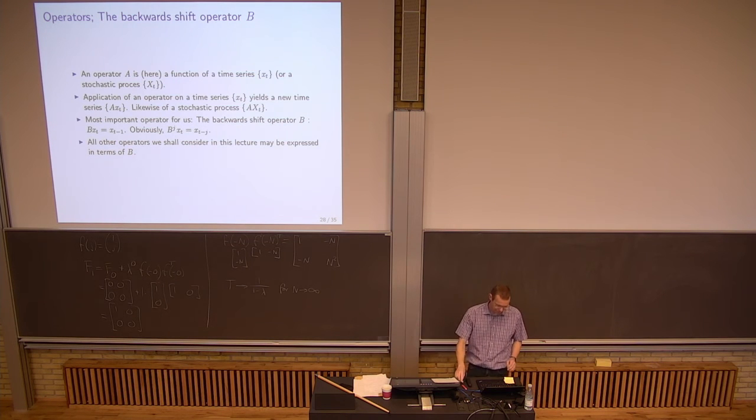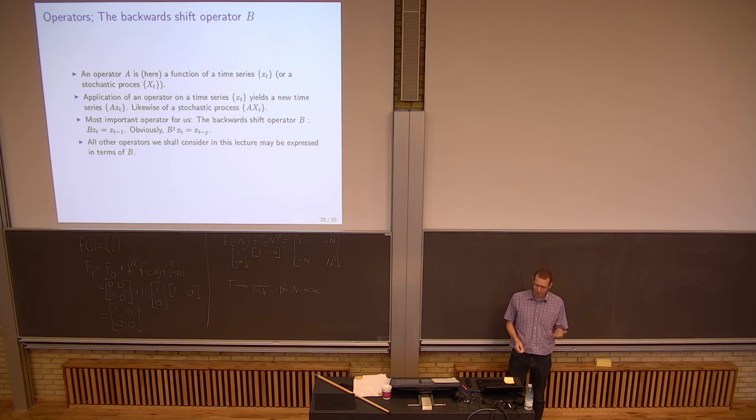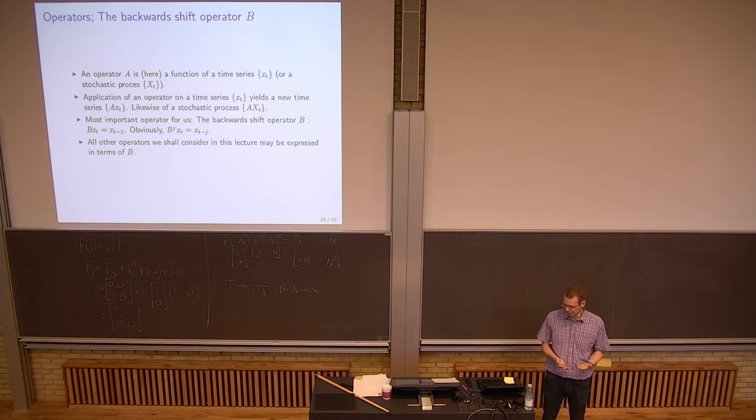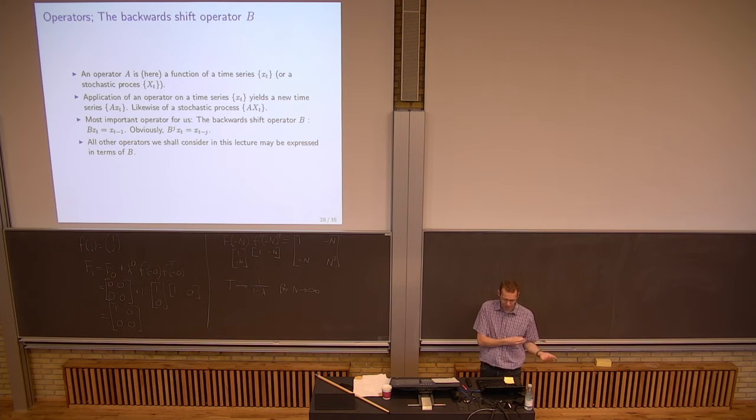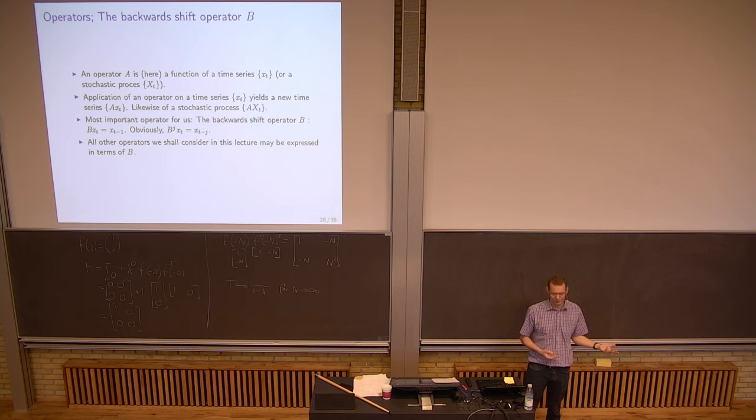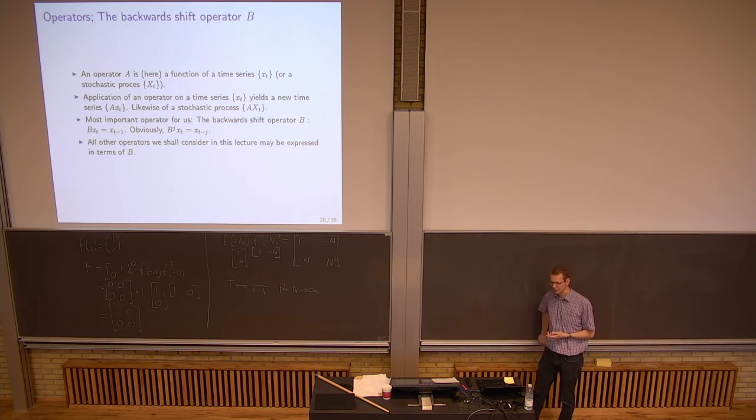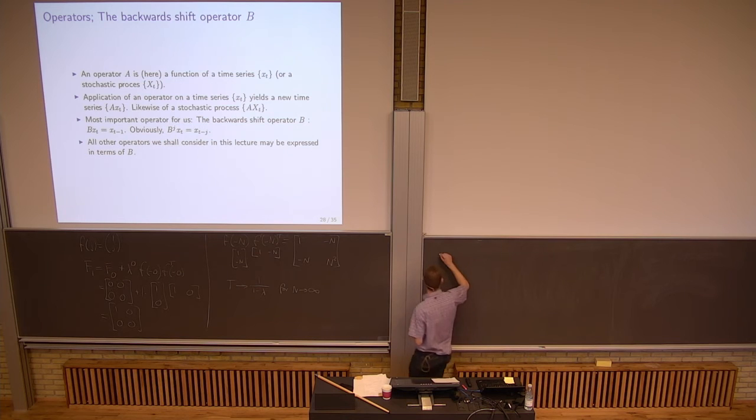So, an operator here is a function of a time series, or a stochastic process. That you can say is basically just the definition of, do we know xt, or is it actually just a stochastic process that we haven't observed yet? Whenever you apply an operator on a time series, you get a new series out that is somehow different. What we'll spend the most time on is the backward shift operator.